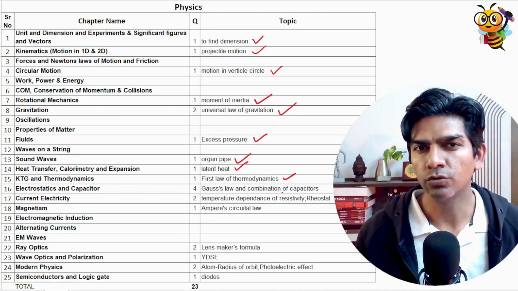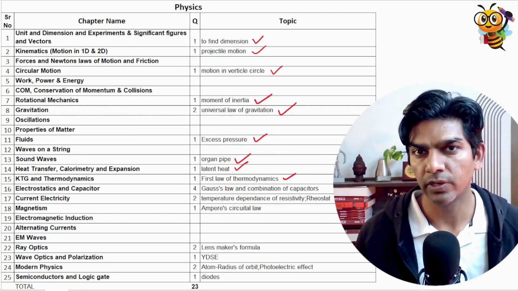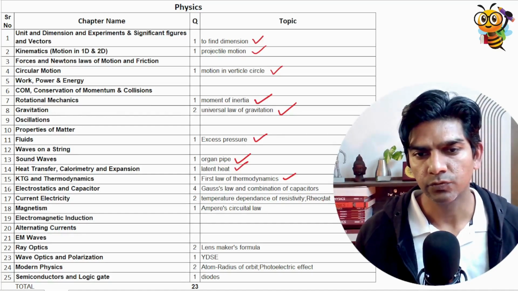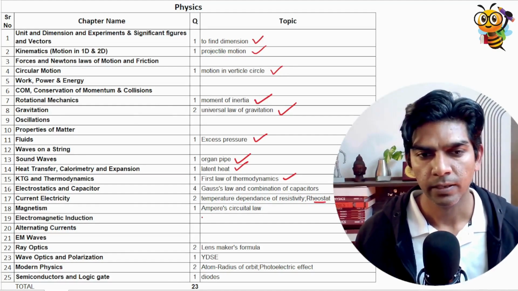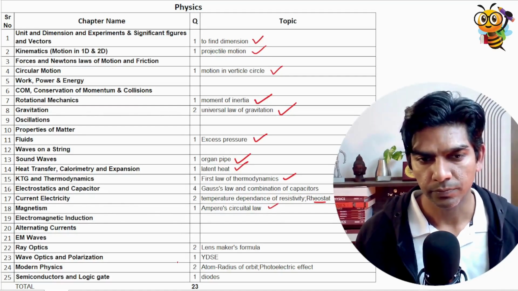There were around two questions from capacitors and one from Gauss's law, right? And there was a question based on the motion of an electron between the plates of a capacitor. And there were two questions in current electricity. One is from rheostat and the other question was from temperature dependence of resistivity. And in magnetism there was a question from Ampere's circuital law.